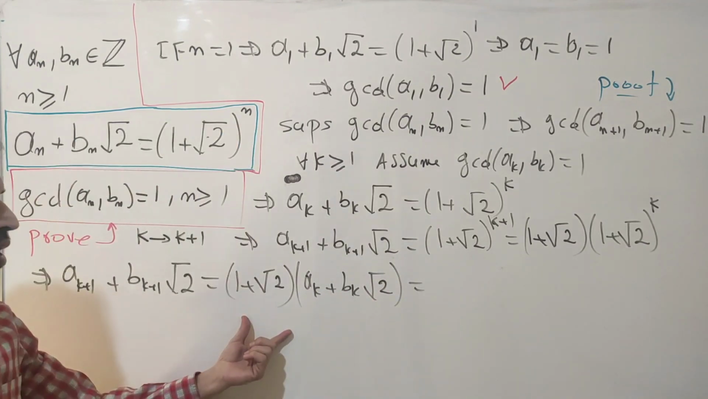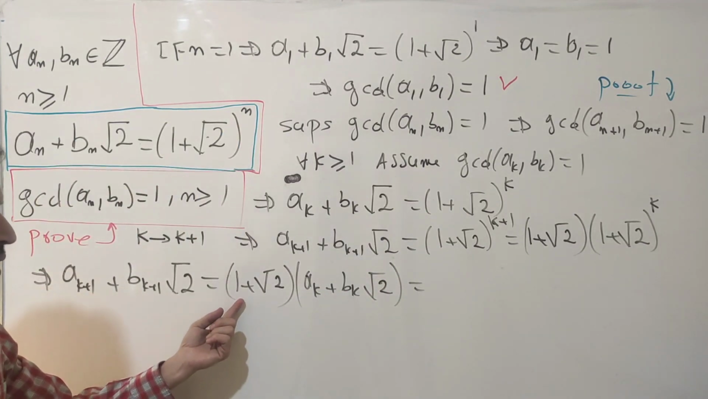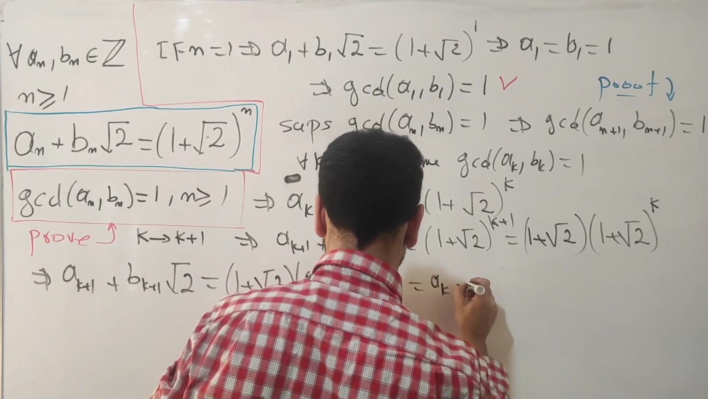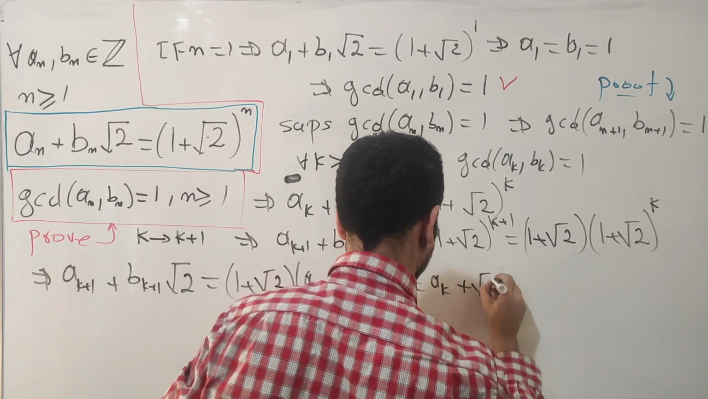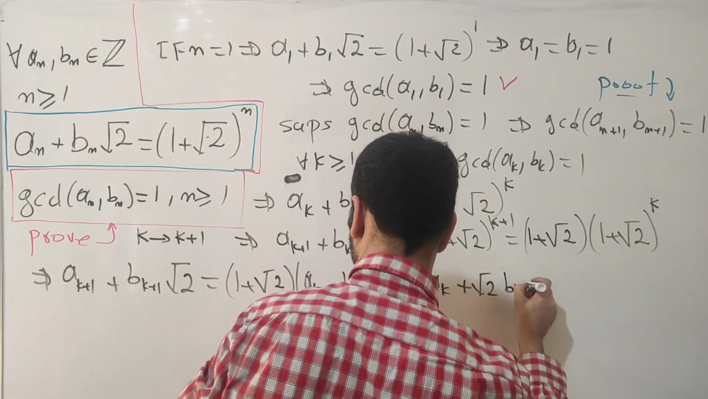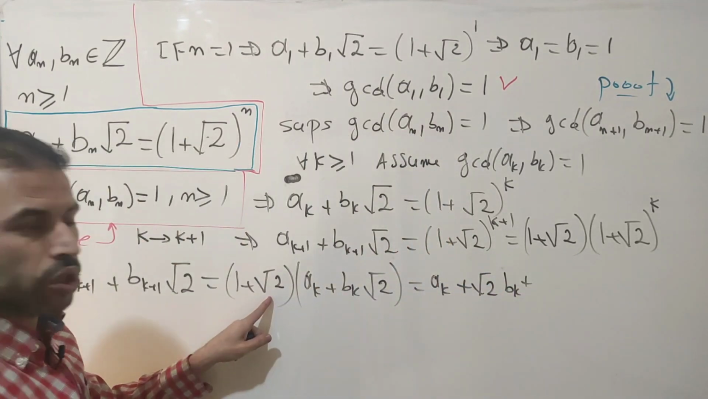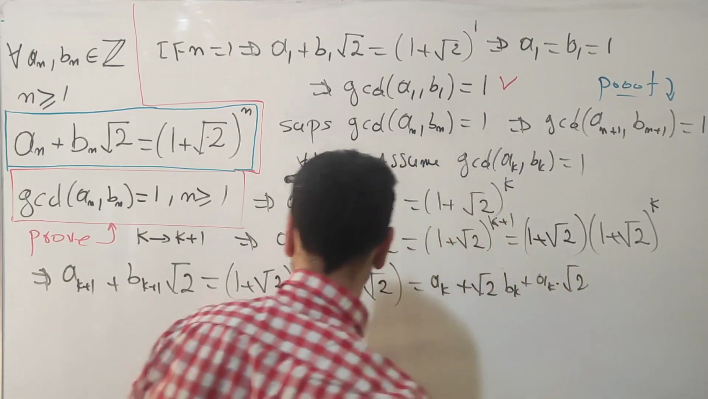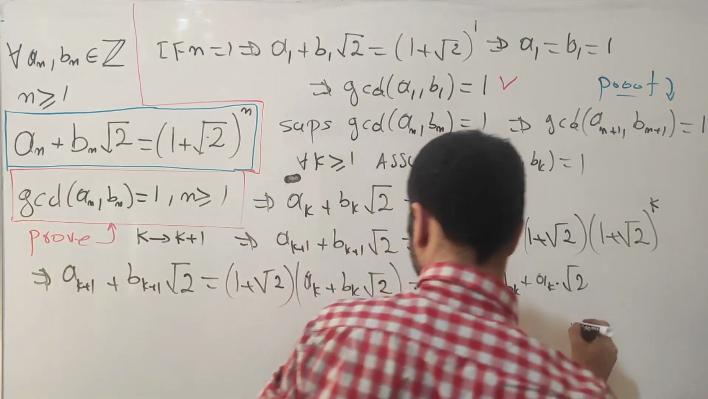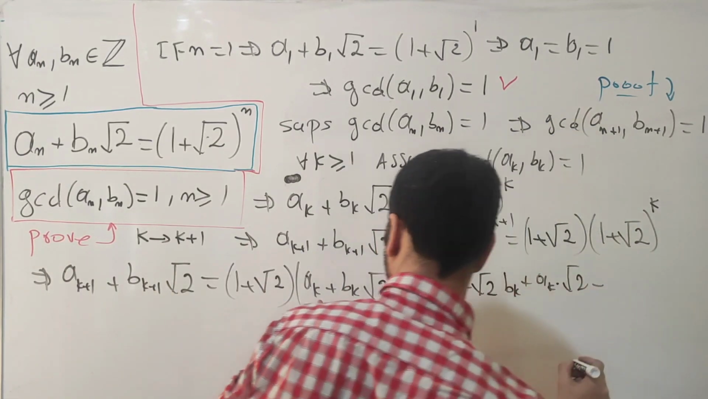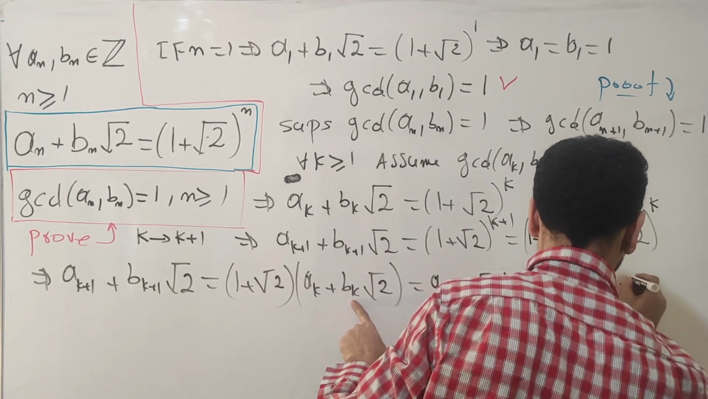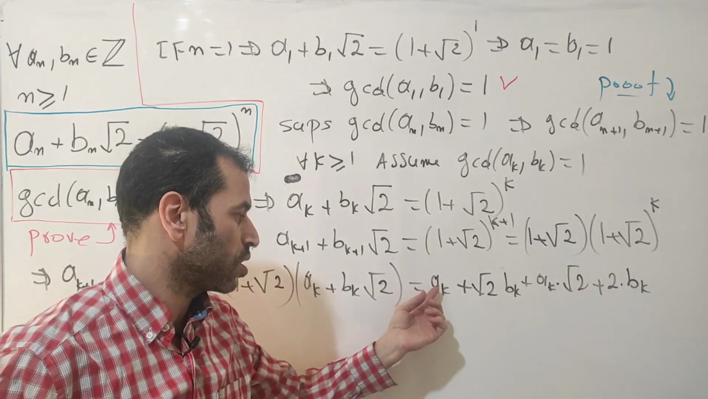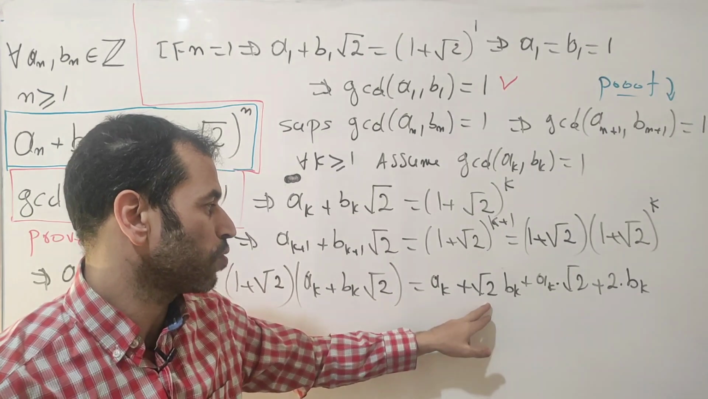Let's distribute this one out. If I'm going to do that, I get e sub k here plus square root of 2 b sub k, plus the third term, which is a sub k, multiplied by square root of 2, plus b sub k plus 2 multiplied by b sub k. Now let's take the terms which do not include square root of 2.